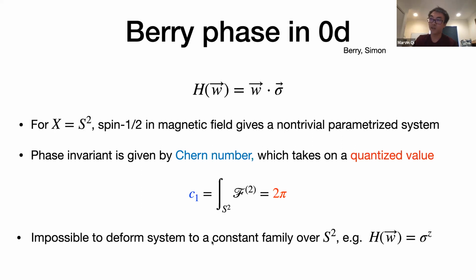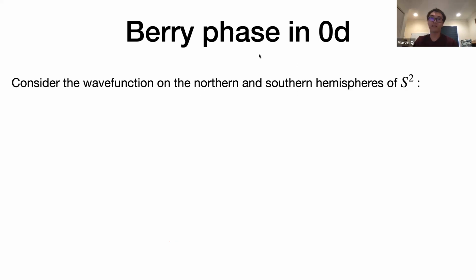And the reason that it's impossible to deform this system to this constant family is that the Chern number associated to the constant family is 0, whereas the Chern number associated to the spin half in a magnetic field is non-zero, and so it's impossible to go between them smoothly. So that's the simplest example of a non-trivial parameterized system. And let me examine a notable consequence of this.